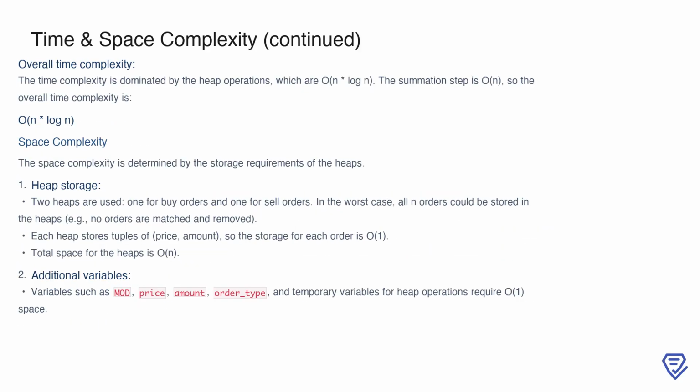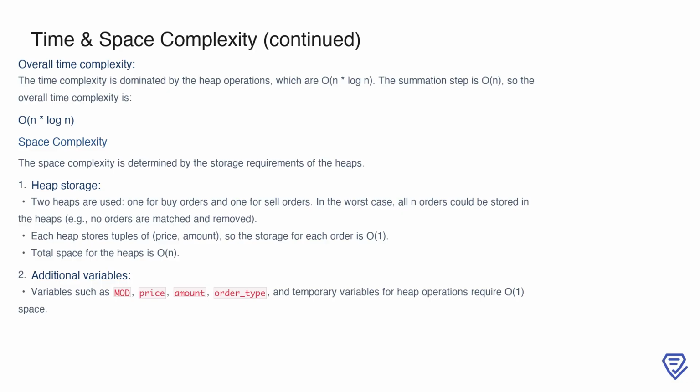When we combine all these components, the overall time complexity is dominated by the heap operations. Processing all orders involves O(n * log n) time due to the logarithmic cost of each heap operation applied n times. The summation step, which is O(n), is comparatively smaller and does not change the overall complexity. Therefore, the total time complexity of the solution is O(n * log n).